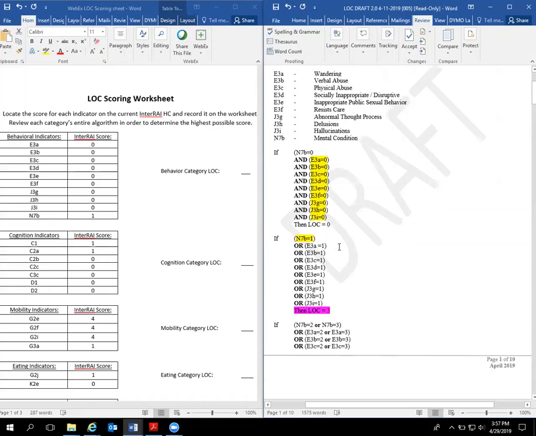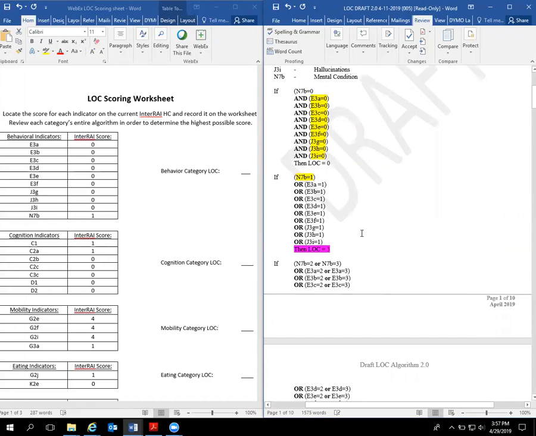So something you'll want to pay close attention to is "or" versus "and." This criteria shows that N7B equals 1 or E3A equals 1 or E3B equals 1 or E3C equals 1 and so on. The "or"s mean that if any of these are present on the enter-I, if any of these are highlighted on our algorithm, that person meets the criteria for level of care equals 3.